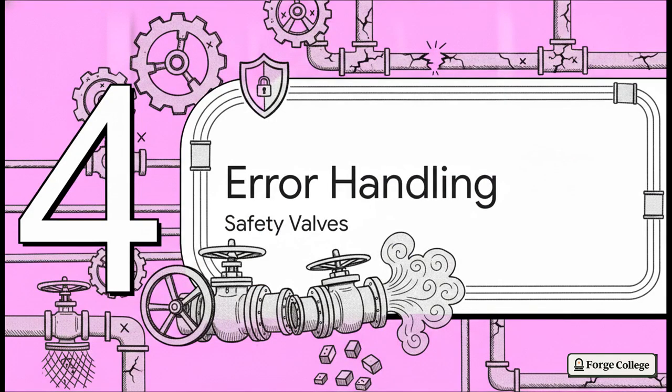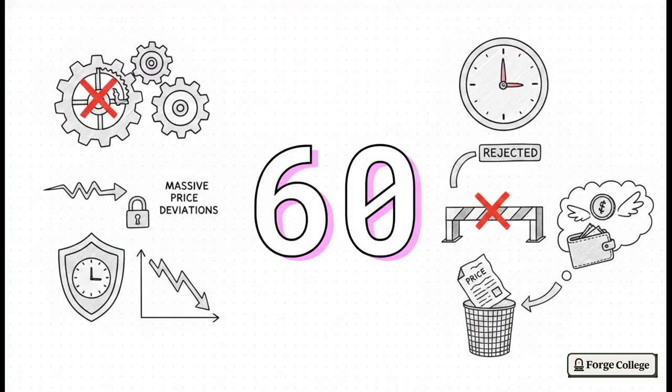All right, moving to Section 4, error handling and fallbacks. It's time to install the safety valves. Because let's face it, even the absolute best machines jam up occasionally. So we need deterministic safety valves to handle things like stale prices, invalid signatures, or just massive price deviations.